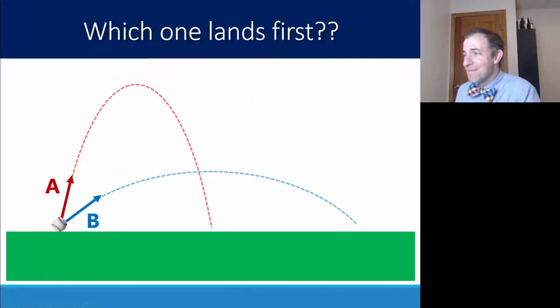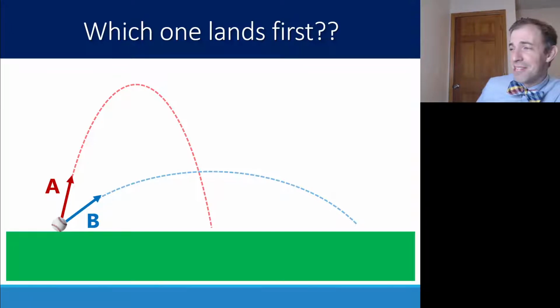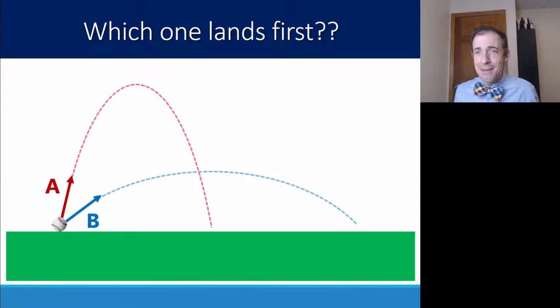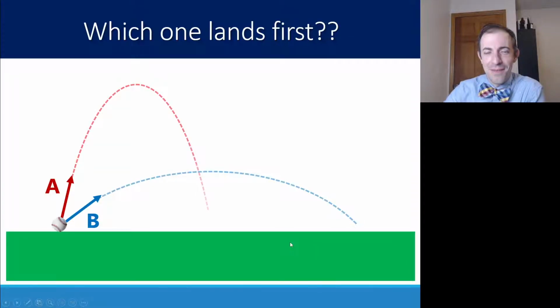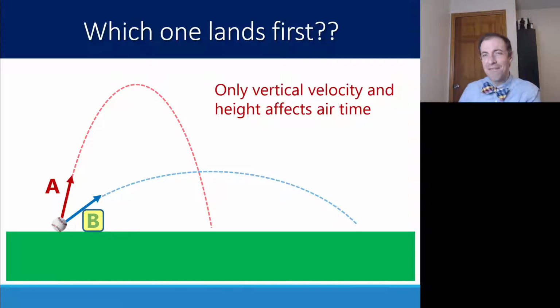Something that's a little bit more complicated is, what if I change the scenario and look like this? Which one is going to land first now? They do not travel the same x direction. So let's see what happens. Well, the result is exactly the same, actually. B still lands first because the only thing that affects airtime is the vertical velocity.